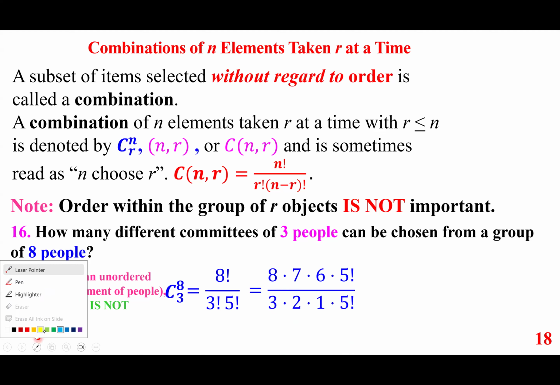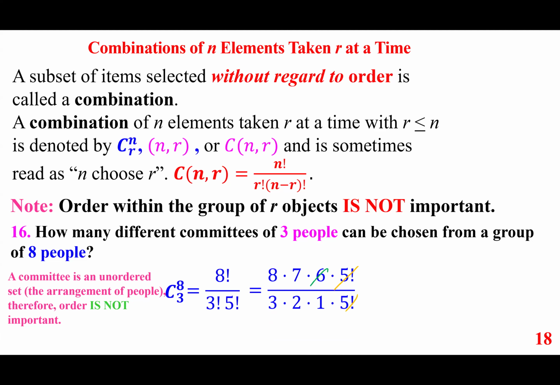Then these two cancel each other. And 6 is the product of 3 times 2, so the denominator is just 1. So 8 times 7, 56. My point is, you can easily come up with the answer, okay? That is the idea.